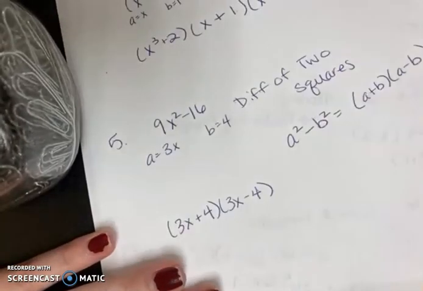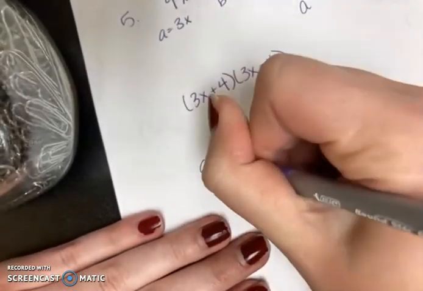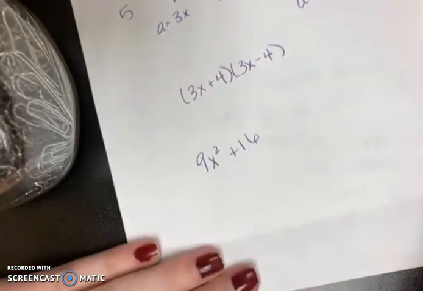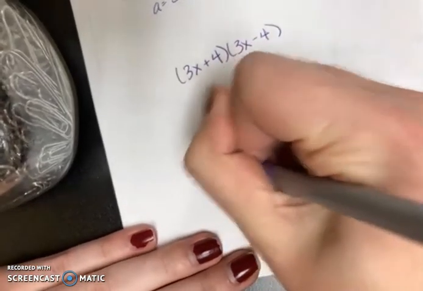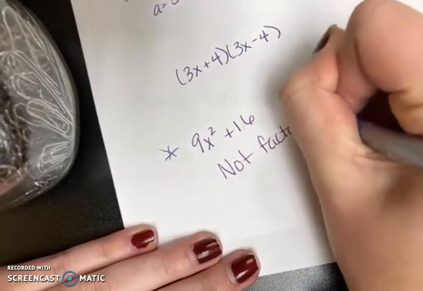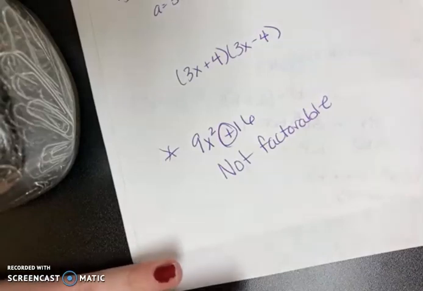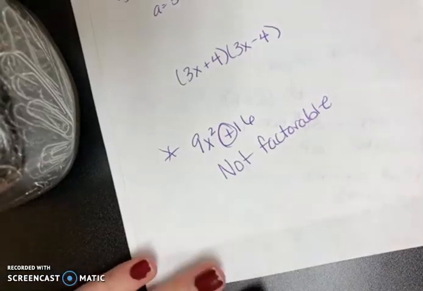I do want to point out that had it been 9x squared plus 16, this would have not been factorable because of that plus sign. Only a difference of 2 squares can cancel out to give us that 0x.